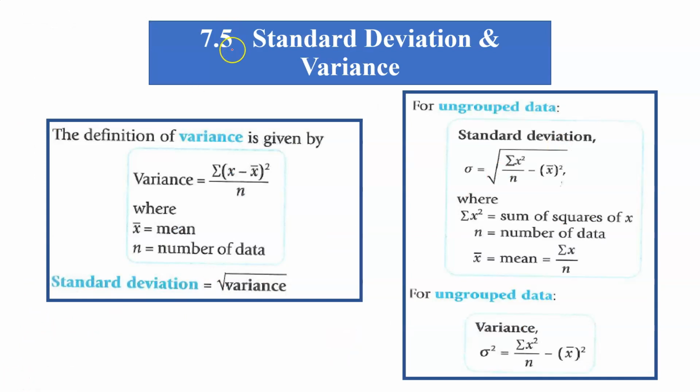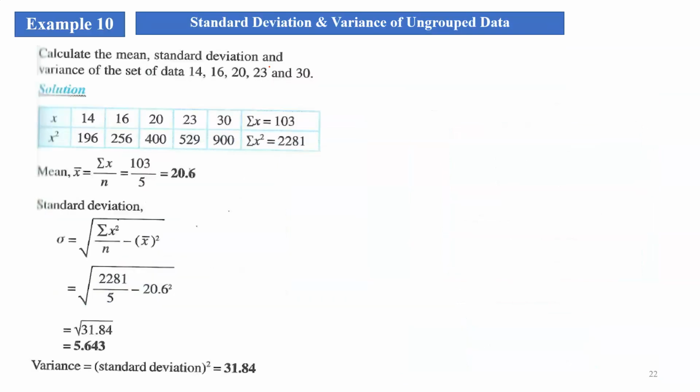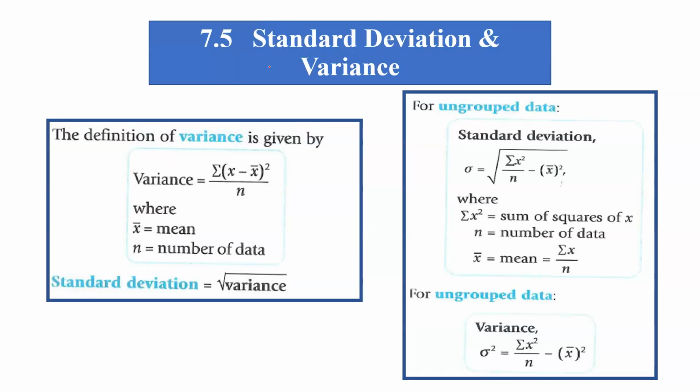Okay, this is the last subtopic, which is standard deviation and variance. For the standard deviation and variance, you will have a different formula for grouped as well as for the ungrouped data.